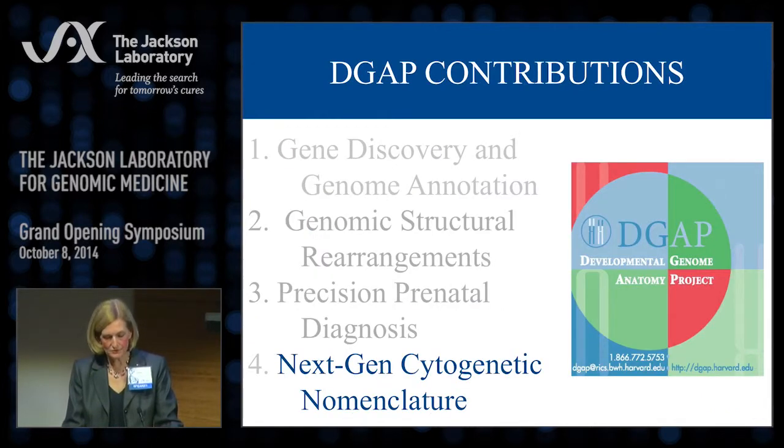So the last story is just to tell you a little bit about what we've done in trying to put together a next-gen cytogenetic nomenclature, which was really a journey with one of my postdocs. And when we finally submitted the paper for publication, it was version 78, and there was a 115-page supplement.